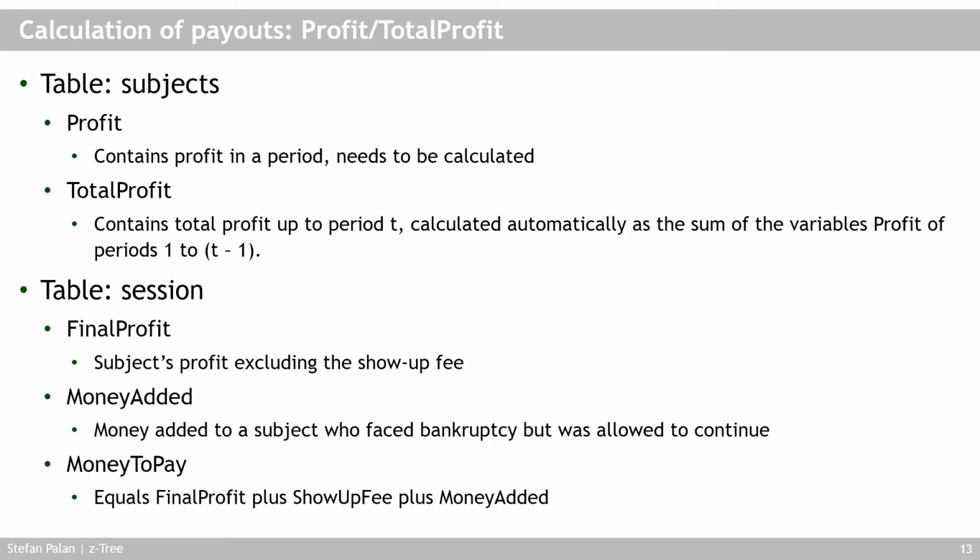Now, at the end of the session, the so-called session table holds relevant variables. The first of them is final profit, which is the subject's profit, basically total profit without the show-up fee. Money added is the money that you added to a subject who faced bankruptcy but was allowed to continue, so the money that the experimenter gave them extra. And money to pay then is final profit plus the show-up fee plus money added. So this is basically what you need to pay the subject, of course, again, converted to real currency units.